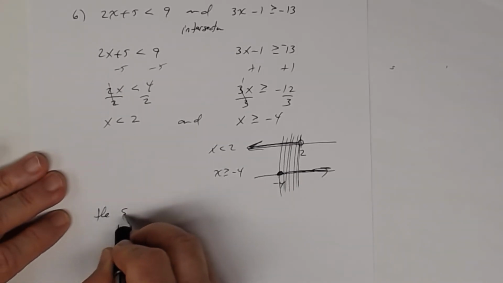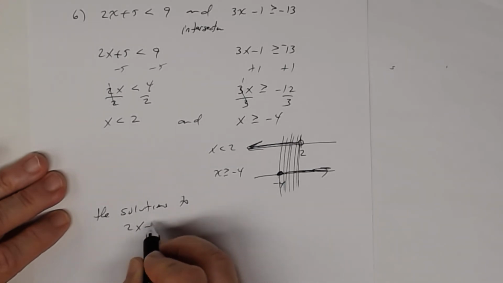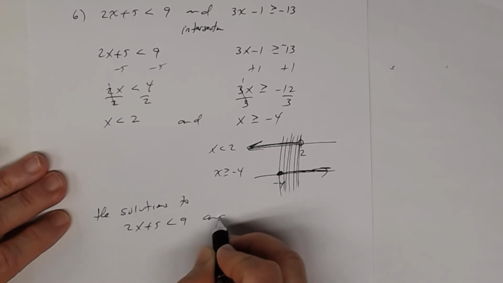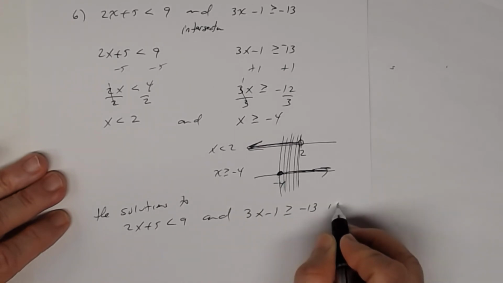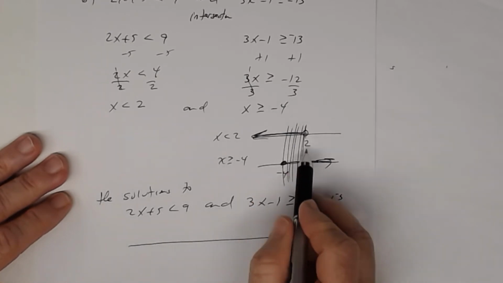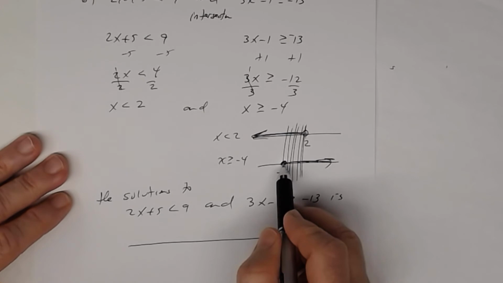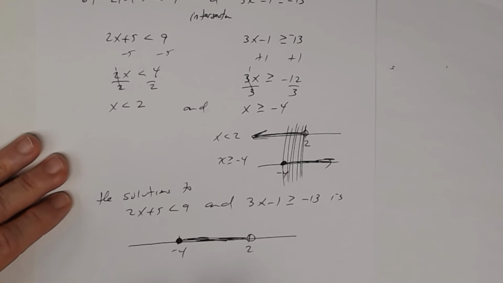You're going to say the solutions to 2x plus 5 is less than 9, and 3x minus 1 is greater than or equal to negative 13 is, and then you're going to put on one graph, you're going to go from negative 4 to 2. Negative 4 closed circle, 2 with an open circle. So negative 4 to 2, closed circle, open circle, and then shade in every real number between them.